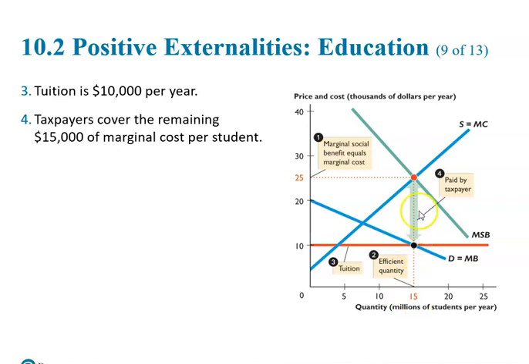So if the taxpayers cover the rest of the cost of getting an education, we can actually get to the point where we want to be at, the efficient point where the marginal cost is equal to the marginal social benefit rather than the marginal private benefit. So in this example, the taxpayers will have to bear the cost of education, at least in some part, in order for us to acknowledge the positive externality which is generated because of someone getting an education.